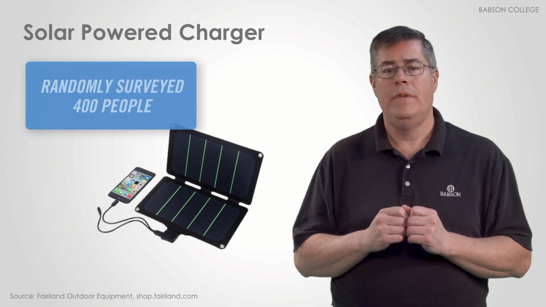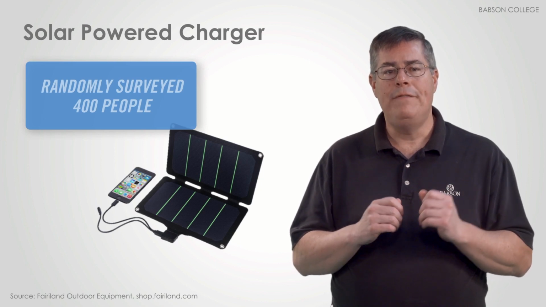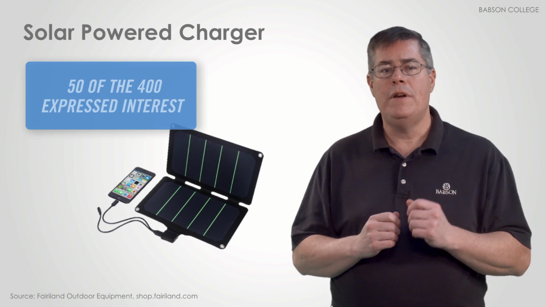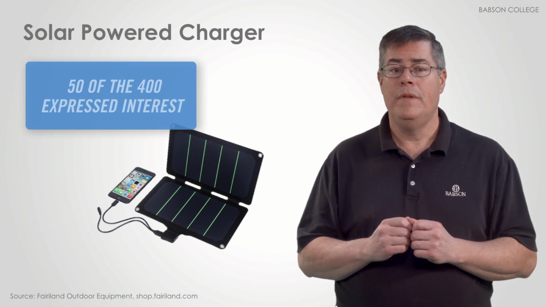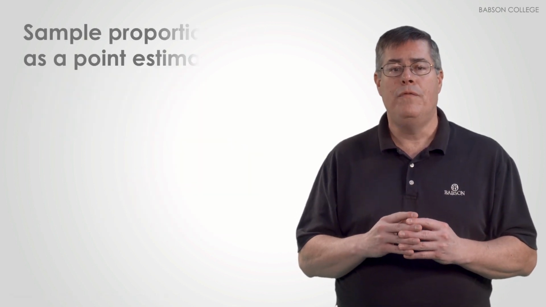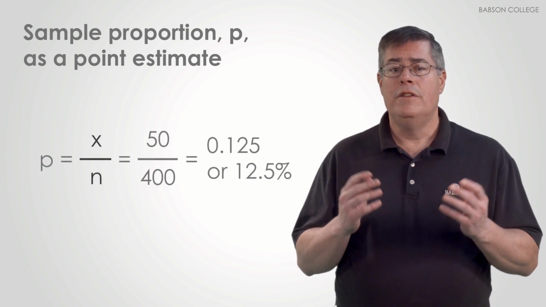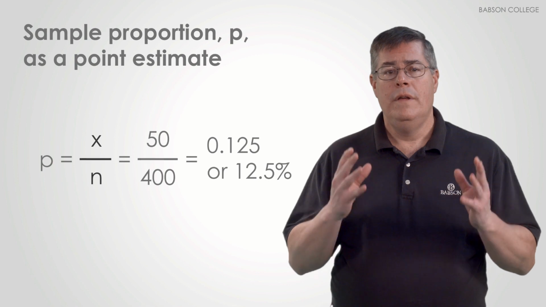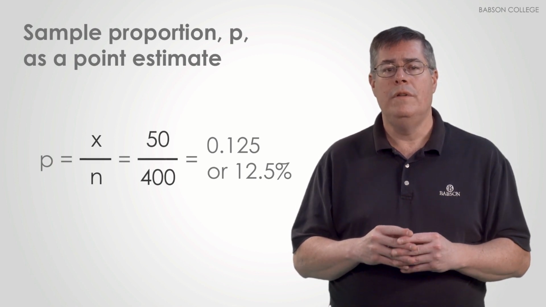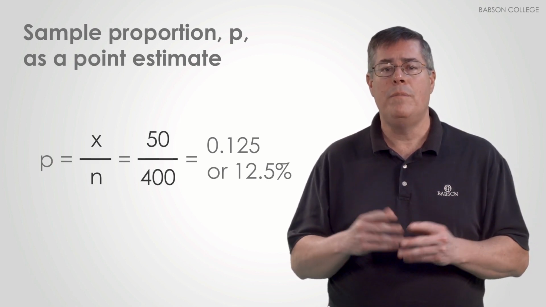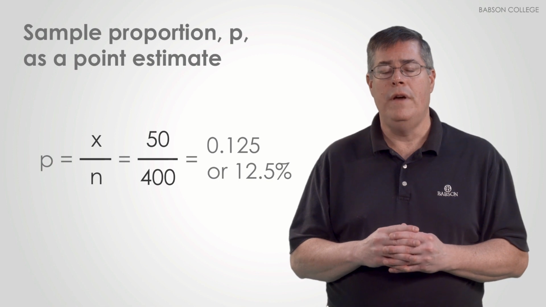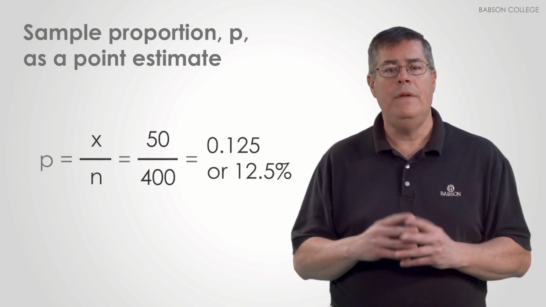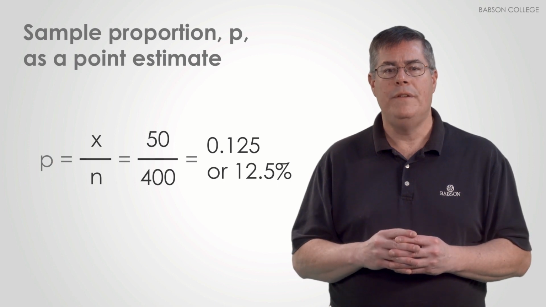Using the data from that survey question, I can now estimate how many units of this product I could potentially sell. From my survey, I found that 50 people out of the 400 people surveyed expressed an interest in buying this product. We'll use this simple formula, x divided by n, to determine the sample proportion, often called p. Here, it would be 50 over 400, the 50 people that responded favorably over all of the people I surveyed. That works out to a 0.125 probability, or about 12.5%.